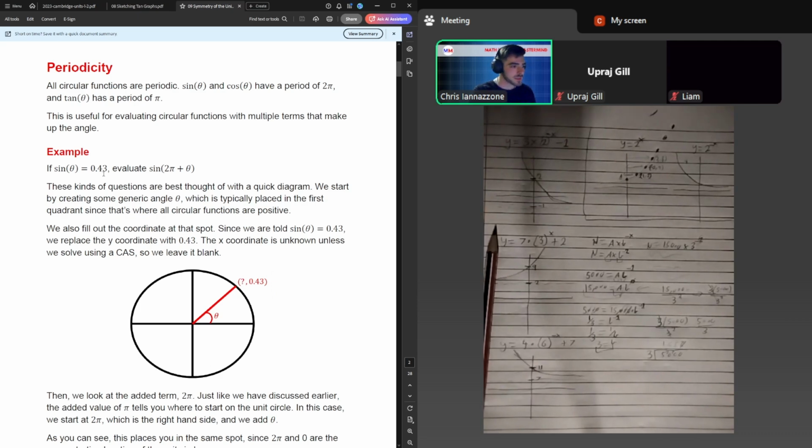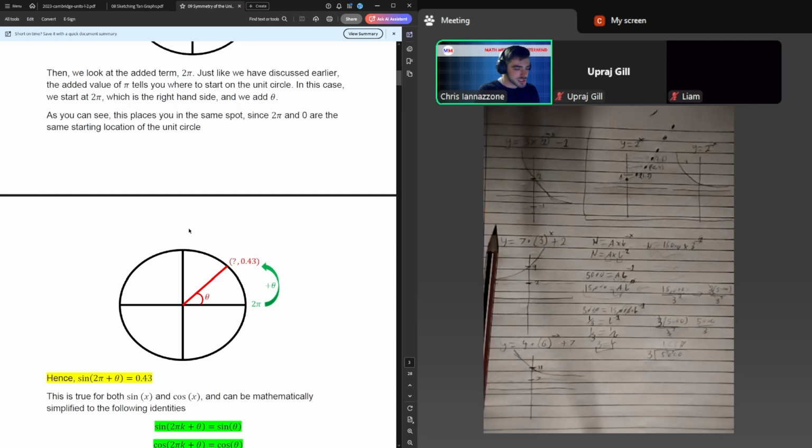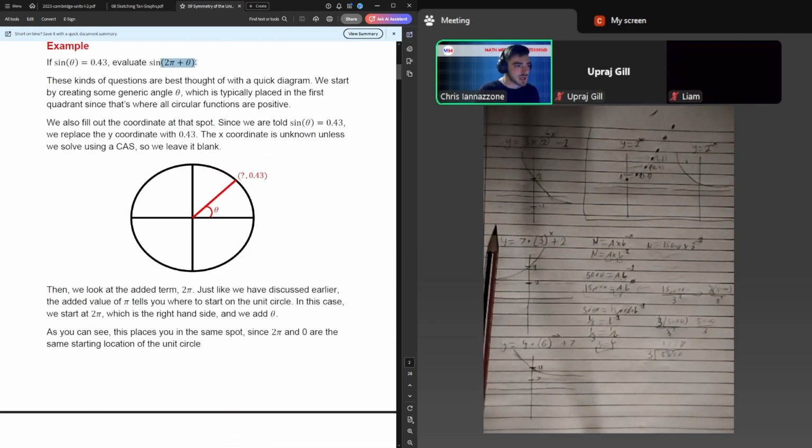The way we solve all of these kinds of questions is with a type of representative unit circle, some reference angle. So you start with the known information. In this case, sine is equal to 0.43. You draw a quick unit circle, and then you put your first quadrant reference. We don't know anything about x, we're not told anything about cos, but we are told that sine is equal to 0.43. From there, all we consider is what is the thing we're trying to evaluate, which in this case is 2 pi plus theta.